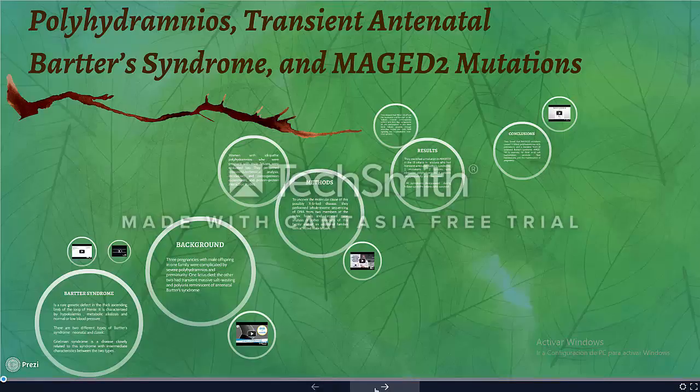I am going to talk about polyhydramnios, transient antenatal Bartter syndrome, and MAGE2 mutations. But first of all, I am going to explain what is the Bartter syndrome.